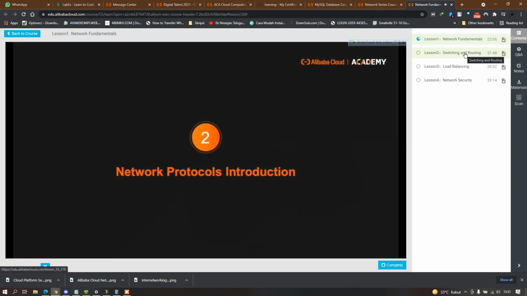Okay, after we have learned about the OSI model and also something about data encapsulating and de-encapsulating, for the second section, we are going to learn about some network protocols. In this section, we will learn some worldwide used network protocols. So let's get started.